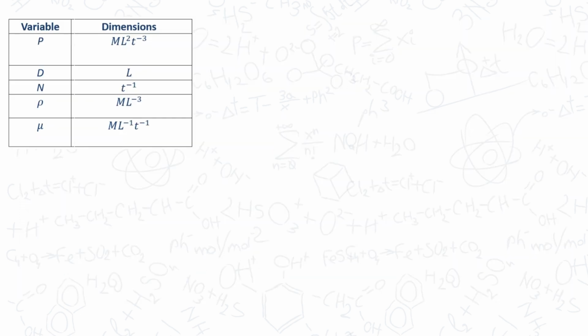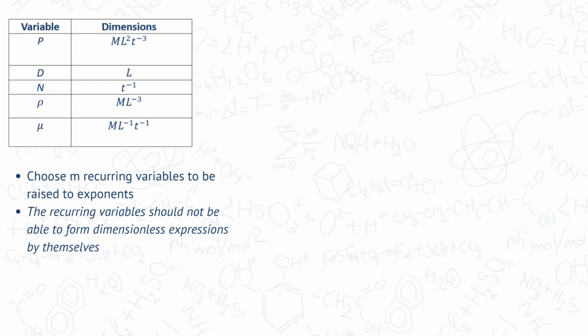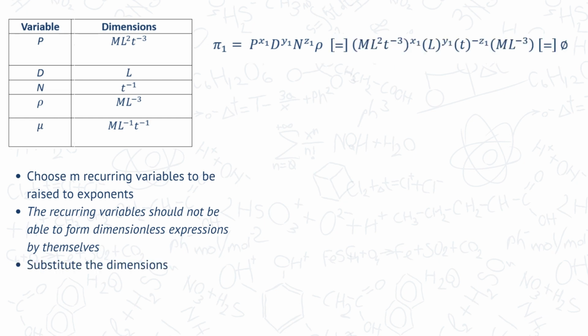We need to choose m, or in this case, three recurring variables to be raised to exponents. Note that the recurring variables should not be able to form dimensionless groups or expressions by themselves. For example, you can't have the diameter twice and have D over D. That's not allowed. We choose rho, D and N, which is normally chosen in the Buckingham theorem as our recurring variables, which we raise to exponents, and we have two pi terms for rho and mu.